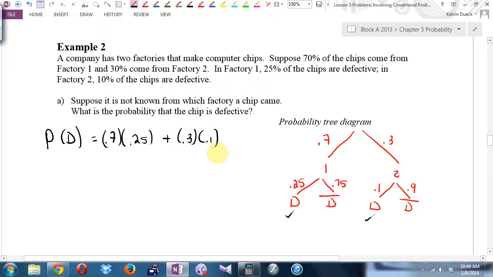Now that's something a company would want to know. They'd want to know in stores what's the probability that a customer gets a defective chip, because this is how you would set up your warranties. Because you don't want to go broke. What do you get? You need to type this into your calculator, folks. And you need to stop making me tell you to type this into your calculator. I'm not going to do this for you.